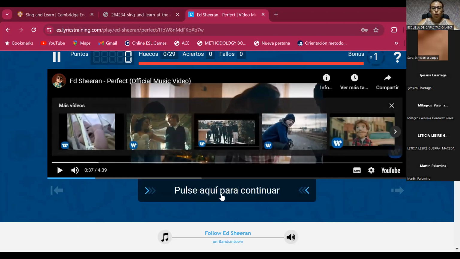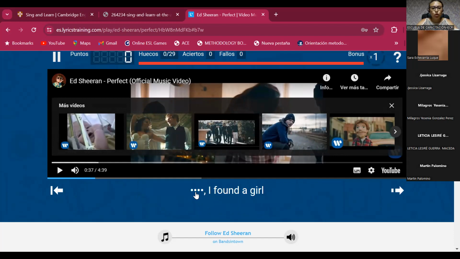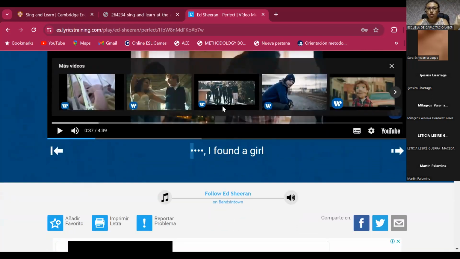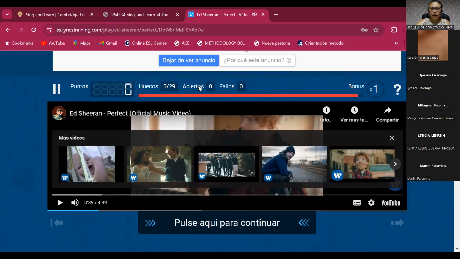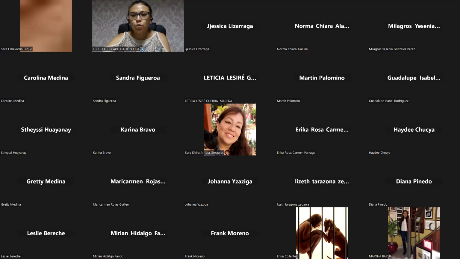Did you notice? Se dieron cuenta que aparecen puntos suspensivos, ¿yes? ¿Cuál es la idea? Que los alumnos van escuchando y van completando. Si está todo bien, aquí les va a poner la cantidad de aciertos y fallos, ¿yes? Es una web bastante interesante. Como se han dado cuenta, tiene niveles, principiante, intermedio, etcétera. Ustedes también pueden utilizarlo. Está en la presentación que les voy a compartir. Okay, my friends.